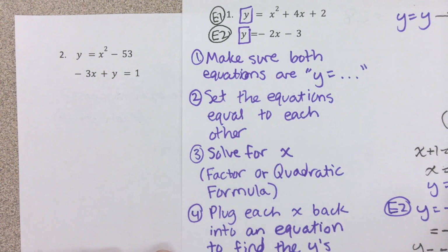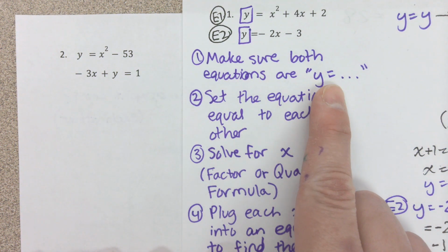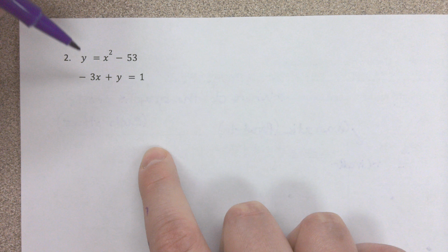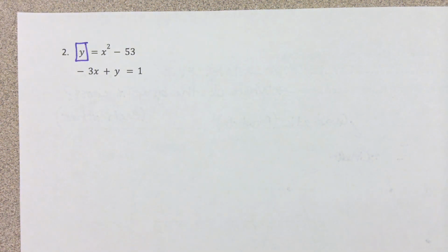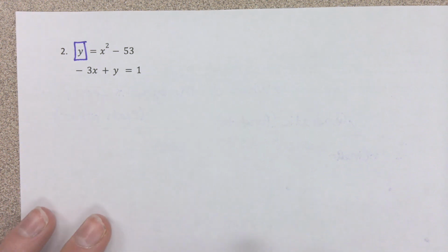Here we have another example. This will go much faster since you've already seen the process. Y equals x squared minus 53 and negative 3x plus y equals 1. If you remember the steps from the front side, step 1 is make sure both equations are y equals. The top equation has that, but the bottom equation has some other stuff with it, so we need to fix that first and foremost.